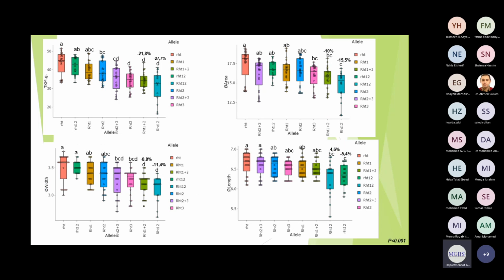Regarding the grain morphology traits, we evaluated using the Marvin. This is the effect on single kernel weight. So compared to the RHT tall, again, the extreme dwarf show reduction up to 27% in single kernel weight, up to 15% in kernel area, and up to 11% in kernel width.